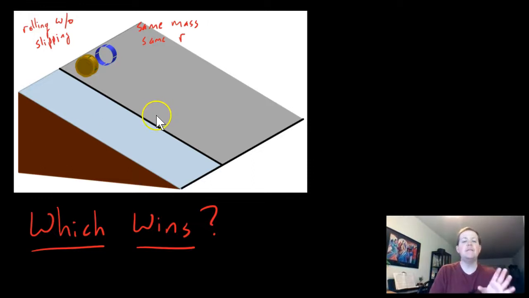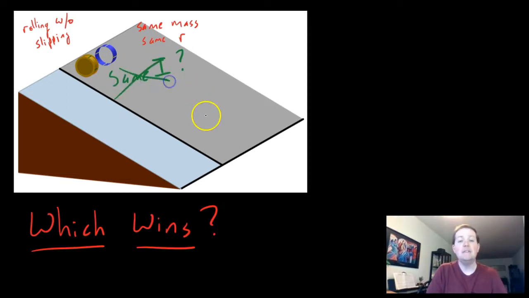First of all, let's see if you fell for a rookie move. I said they have the same mass. I had them with the same radius. Does that mean they have the same rotational inertia? Is that true? No. They have different rotational inertias. Which one has more rotational inertia? The hoop does.